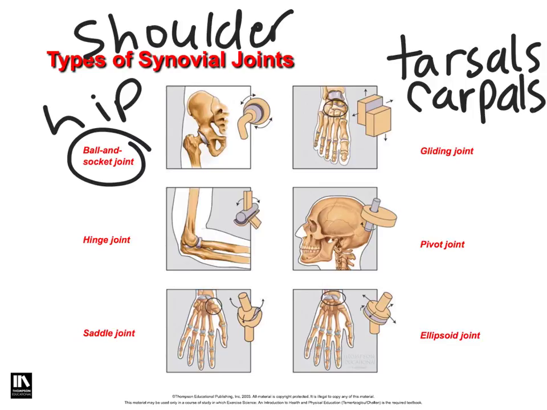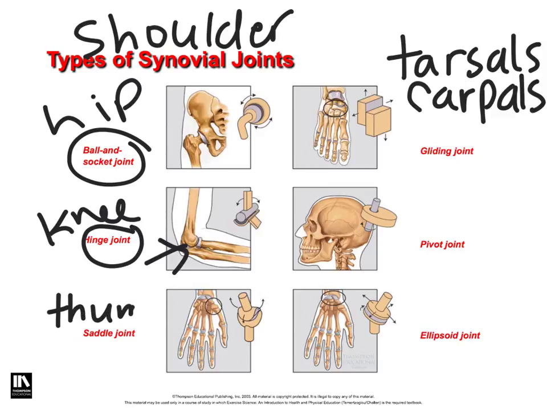The third type of synovial joint is called a hinge joint, and you can find that here in the elbow, and you can also find one in the knee. A pivot joint you can find in the neck, where you can move it from side to side. A saddle joint is one where you can move it in 3 different directions, and a good example of that would be your thumb. The last type of synovial joint is called an ellipsoid joint, and it's where you can move it in 4 different directions, and a great example of that is the wrist.